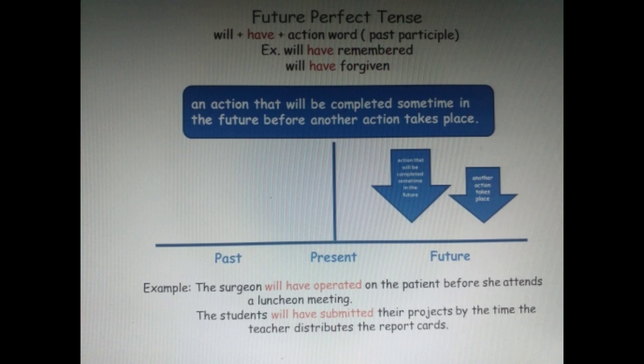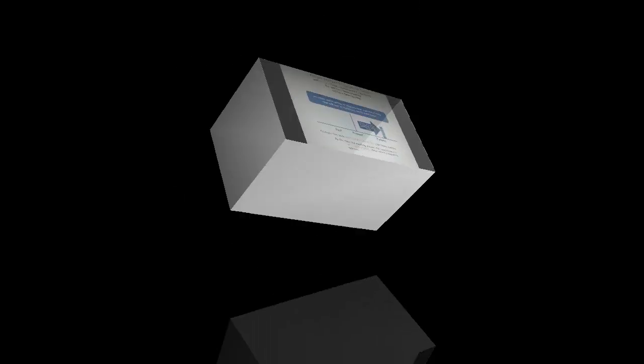Sentence example number 1: the surgeon will have operated on the patient before she attends a luncheon meeting. So the future perfect tense here is will have operated, and the other action that takes place is attends. Next sentence: the students will have submitted their projects by the time the teacher distributes the report cards. So the future perfect tense of verb that we use here is will have submitted.